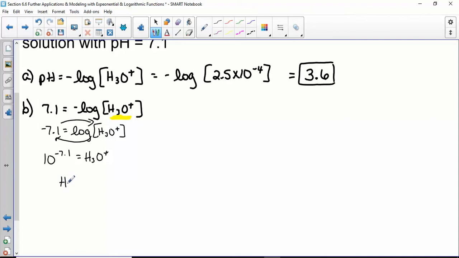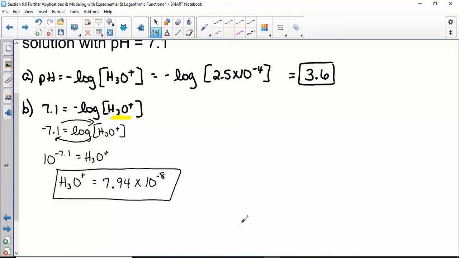it's still going to give you an answer in scientific notation, and that's fine. It tells me 7.94 e negative 8, that means times 10 to the negative 8. So that is my approximate hydronium ion concentration.